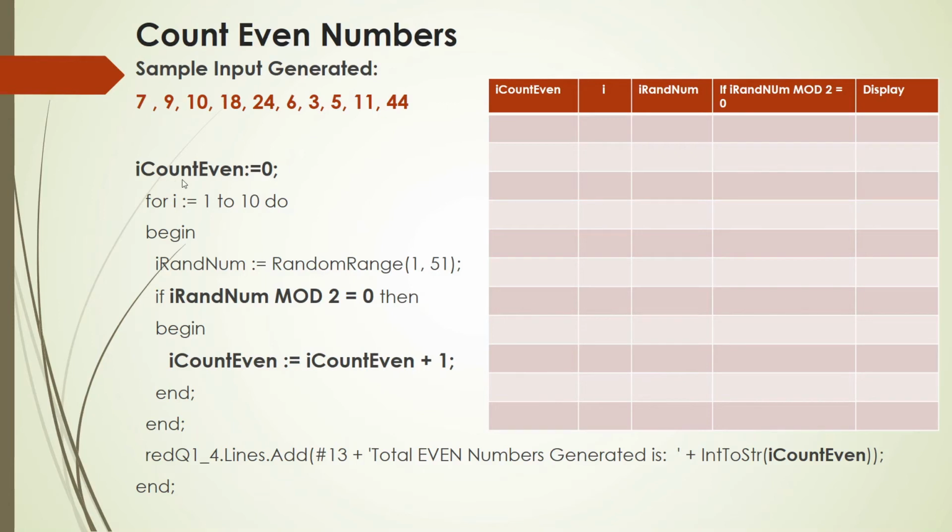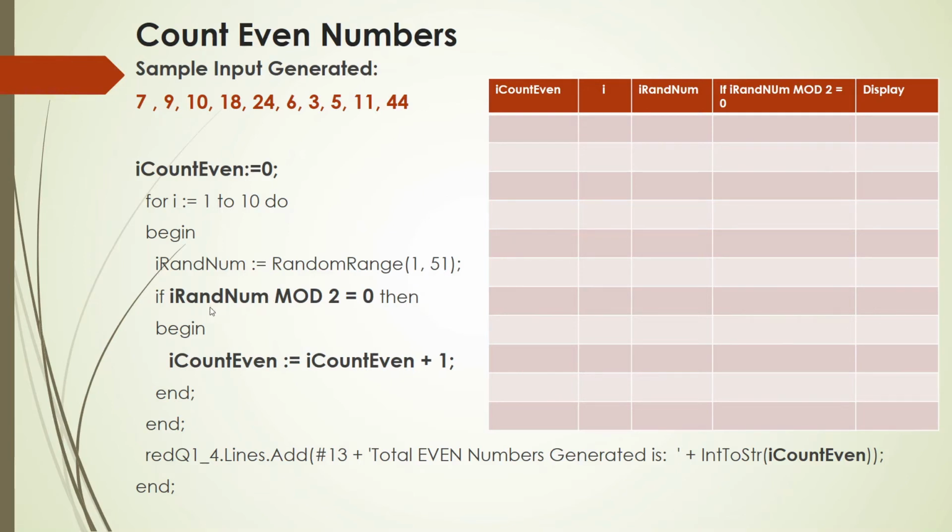I created a variable called iCountEven that's going to keep track of the number of even numbers, and I initialized it to 0. I'm running my loop from 1 to 10 because I want to generate 10 numbers. Remember, a for loop performs fixed repetition; the number of repetitions is known. I'm then generating a random number, and note in this example I'm using RandomRange. RandomRange is called with 2 parameters, the start value, and the second parameter is your end index plus 1.